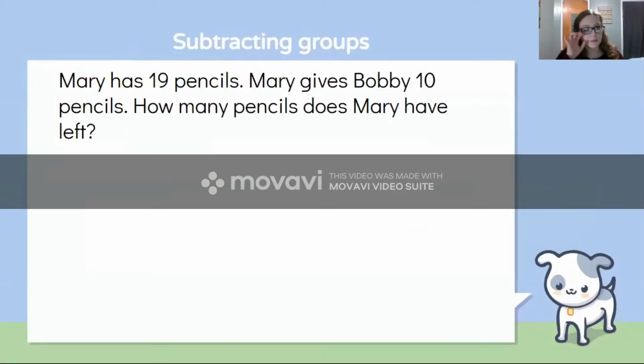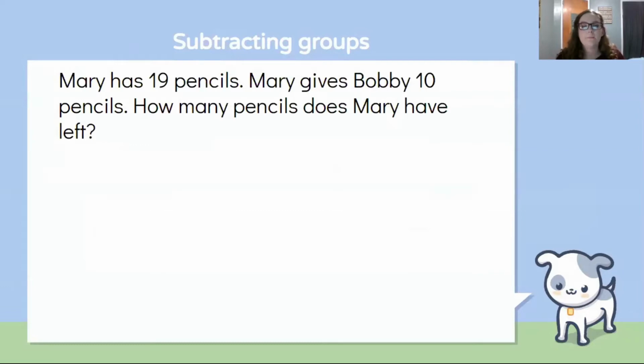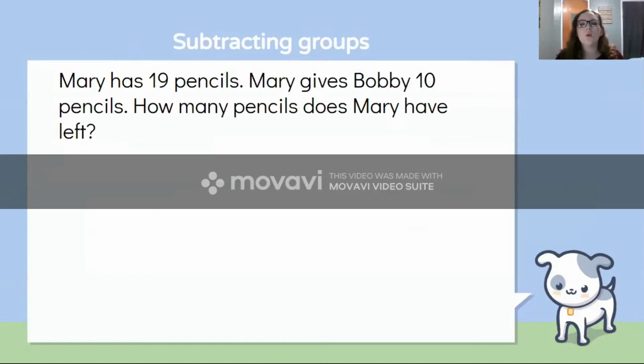So let's look at this problem. So this is a word problem for our subtraction. So it says Mary has 19 pencils. Mary gives Bobby 10 pencils. How many pencils does Mary have left? So is there any key terms that anyone notices that helps them to, even though we know it's subtraction, what key terms helps us know that it's subtraction?